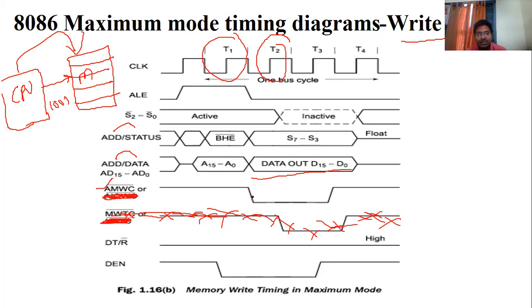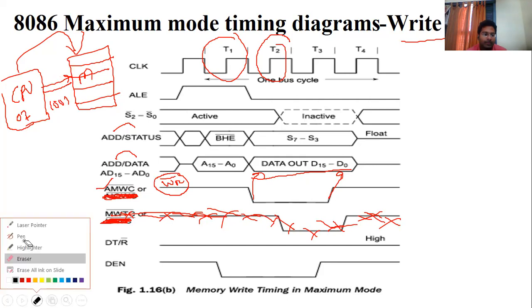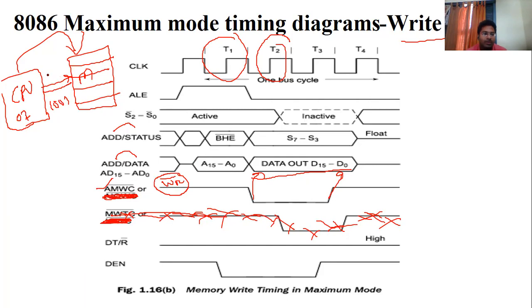Once it is data, the write operation in the minimum mode is write, and in the maximum mode it is MWTC bar. Once it is performed, the data, for suppose again 07H, is available in this bus. See this, 07 is available in the bus.